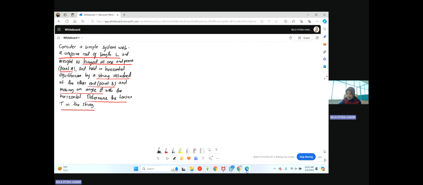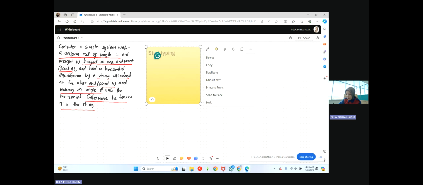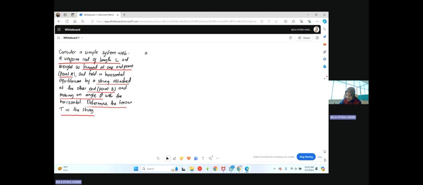First, we define the free body diagram for this situation. The free body diagram helps us to visualize the situation, which makes it easier to solve the problem.